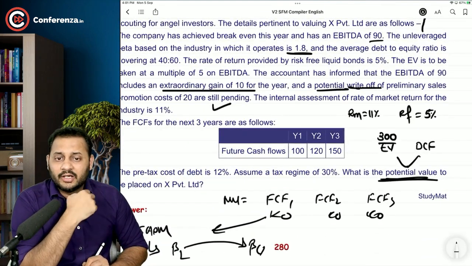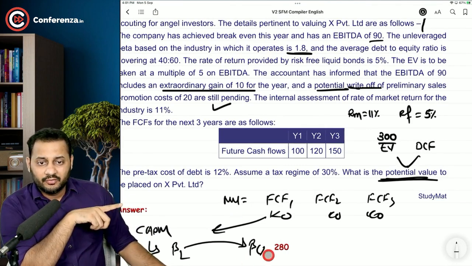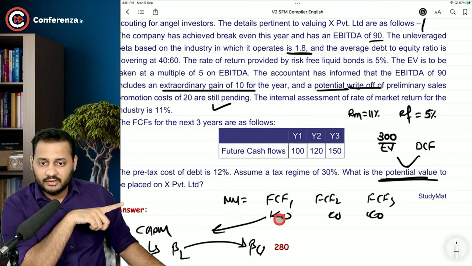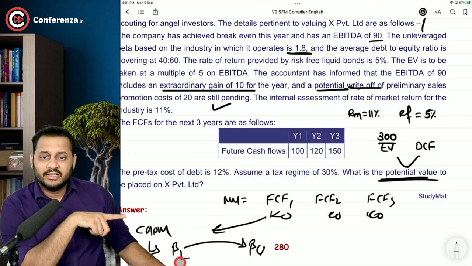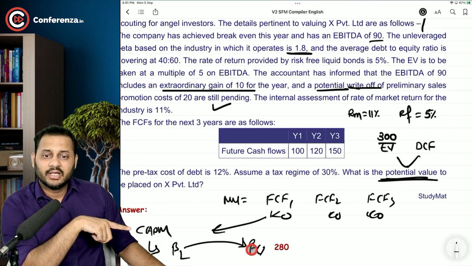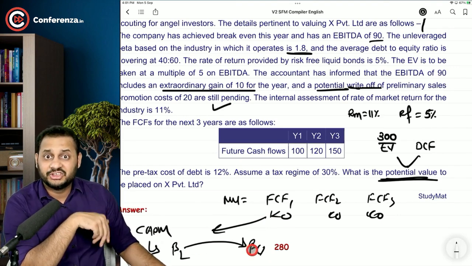And now in order to calculate the discounted cash flows, you will have to find out the overall cost of capital. This overall cost of capital can be found by using CAPM. CAPM needs levered beta, and levered beta can be calculated using unlevered beta. So this is the chain.